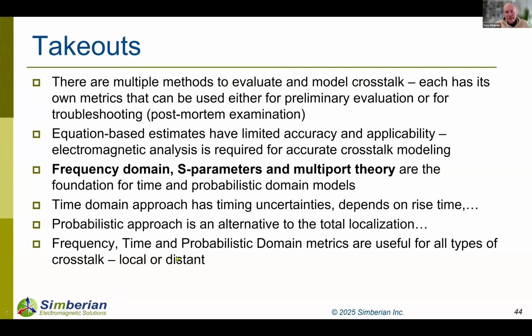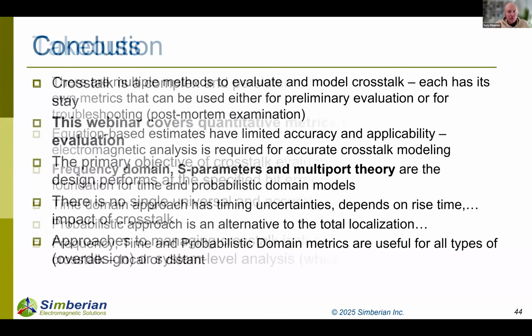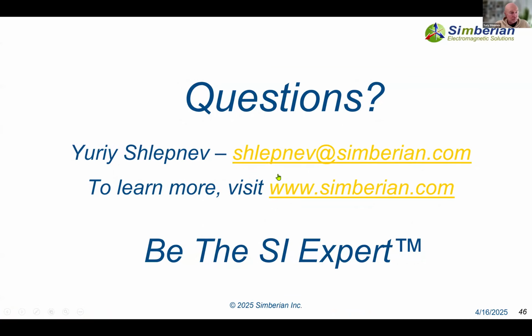And frequency, time, and probabilistic domain metrics are useful for all types of crosstalk, not only between traces as I demonstrated, but for via crosstalk and anything else. So now we have some time for questions, and I have just one question.